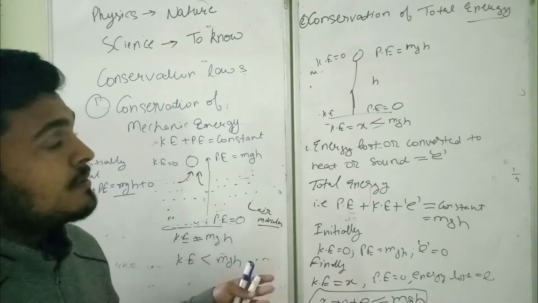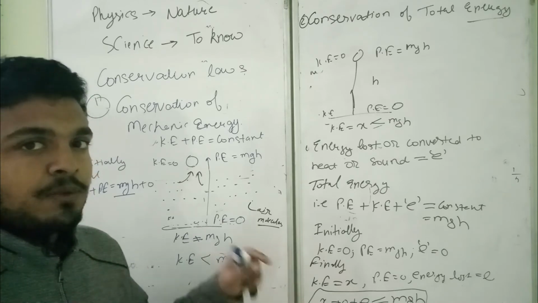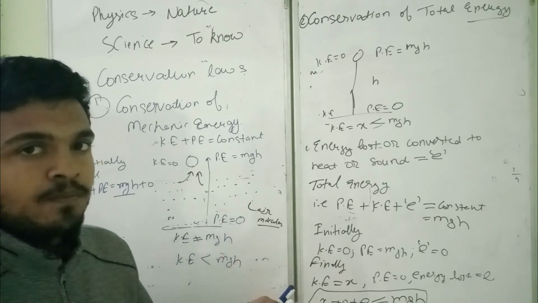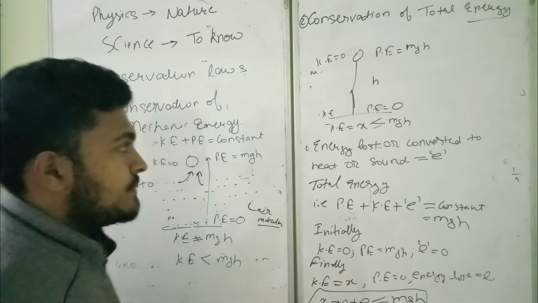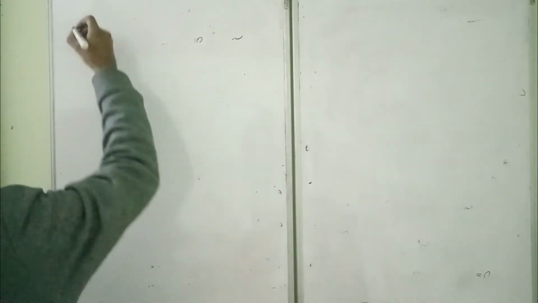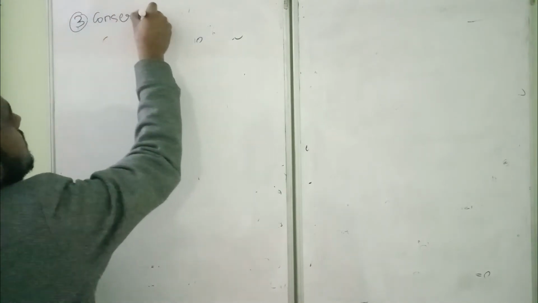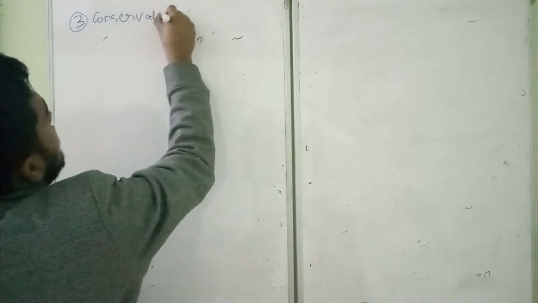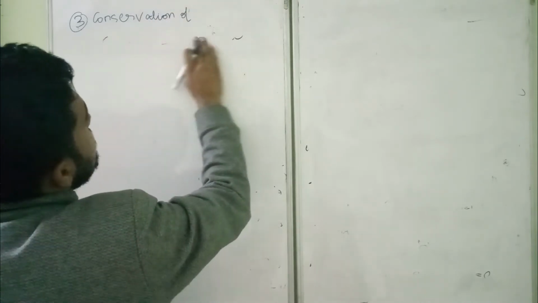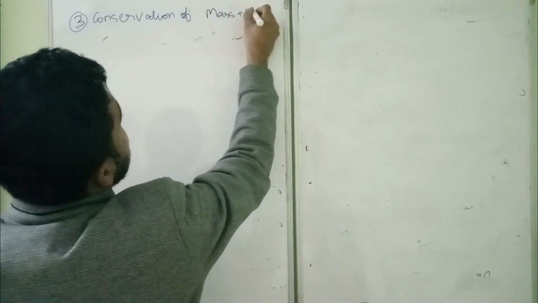This happens because some energy has been lost during the process due to friction, due to a non-conservative force. So our next conservation law, we come with the third conservation law. The third conservation law is conservation of mass plus energy.